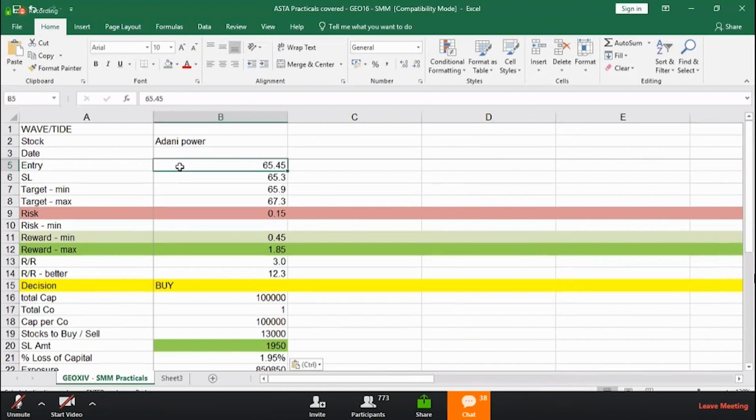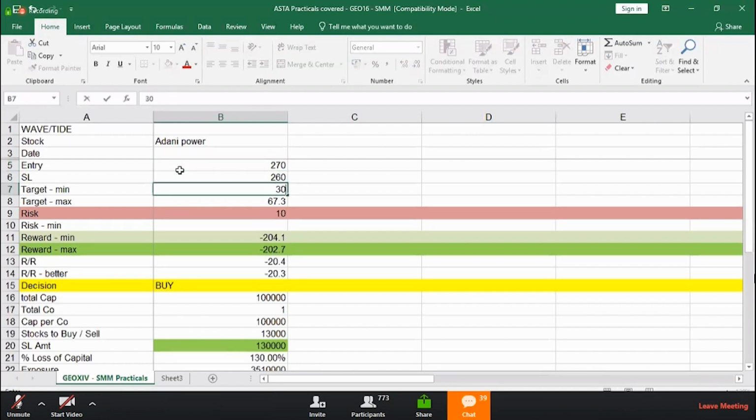The entry for me was 270. Stop loss was 260. First target was 307. My bigger target is 360. So my risk was 10 rupees, reward was 37. Max reward is this. So this is my risk to reward ratio.